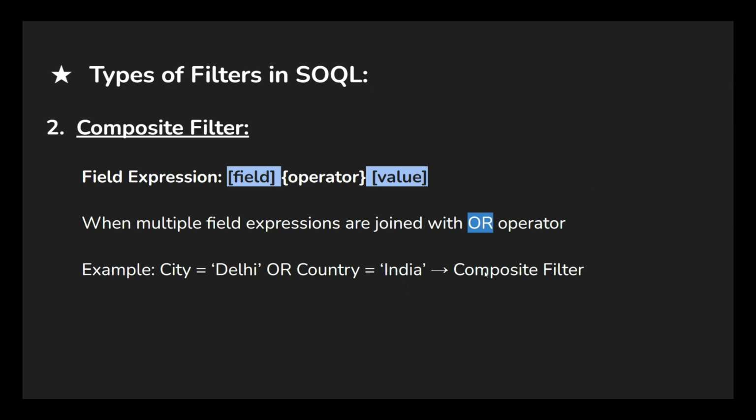The second type of filter is the composite filter. Here, field expressions are combined with the OR operator. An example is city equals Delhi or country equals India. And when this kind of filter is used in a SOQL query, it becomes a composite filter.